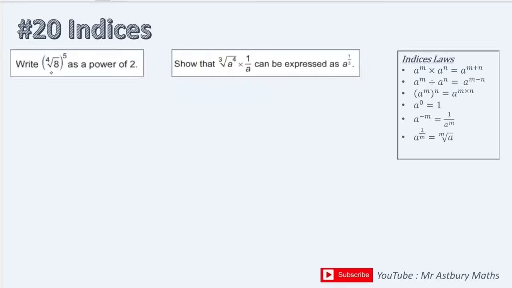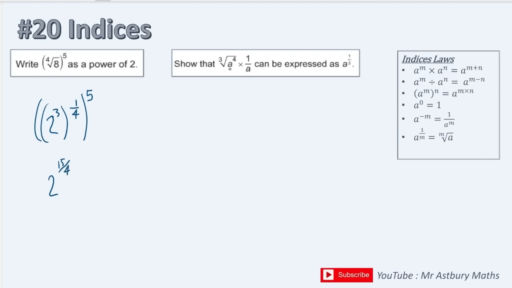It says write the 4th root of 2 to the power of 5 as a power of 2. So first off, 8 can be written as 2 to the power of 3. And we are taking the 4th root, which means as a fraction, we can write that as to the power of 1 over 4. And then we're taking that to the power of 5. Now, when we have these brackets lined up and powers ascending like this, we just multiply the powers together. So we have 3 times a quarter times by 5, which is going to give me 15 over 4. So it's 15 over 4.